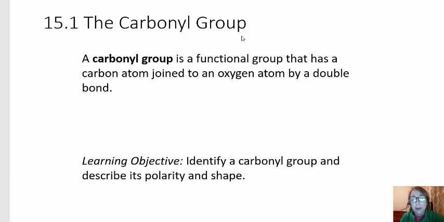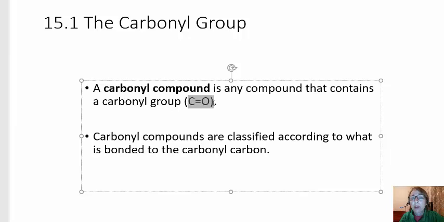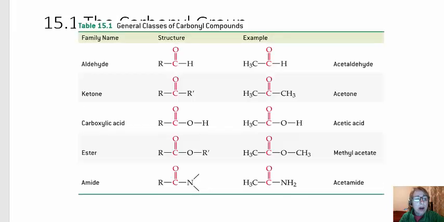Introduced to the carbonyl group way back in chapter 12 when we started looking at functional groups. So you remember a carbonyl group is a functional group that has a carbon atom double bonded to an oxygen, and a carbonyl compound is any compound that contains that carbonyl group. And there are 5 different functional groups for us in this class that contain that carbonyl group.